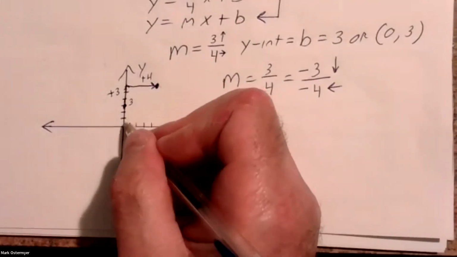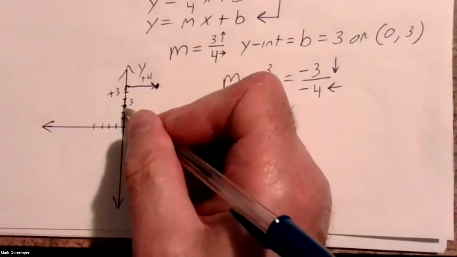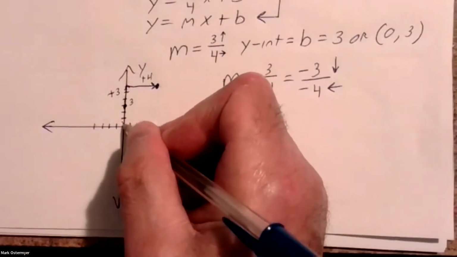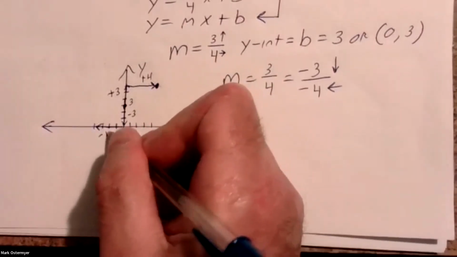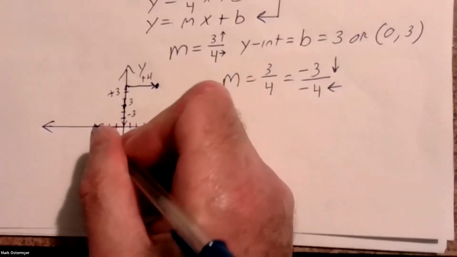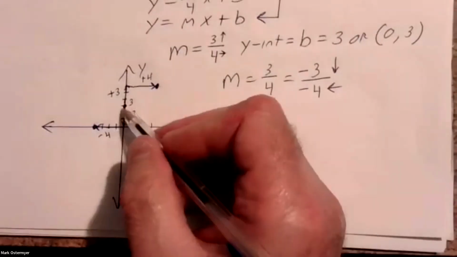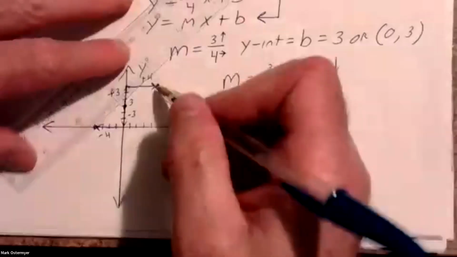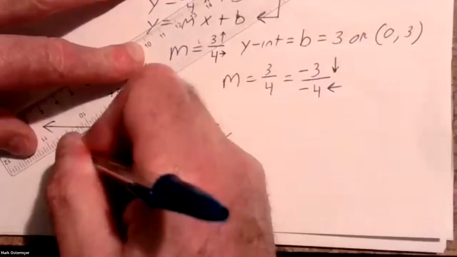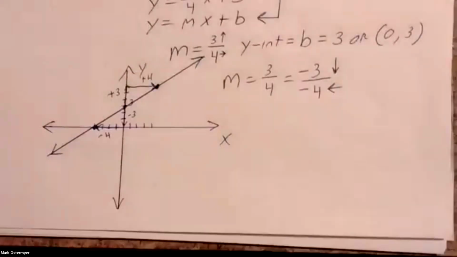So I could have gone down 3 and 4 to the left. So down 3 and then 4 to the left. Plot a point. Notice, the point lies on a line with the other points. So it doesn't matter if you go up 3, 4 to the right or down 3, 4 to the left. You're going to carve out the same line. Put a line through these points, and ladies and gentlemen, you have the graph of that linear equation.